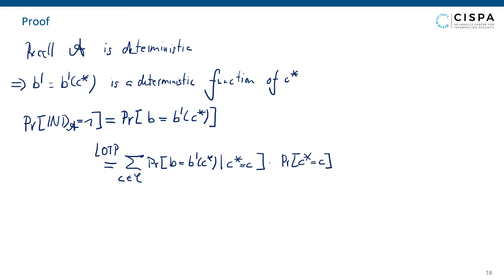Okay, but we have just seen that this probability here is exactly 1/2. Or maybe let me rewind one step. We can rewrite this probability here. We can first substitute C star on the left side by C, as we're conditioning on C star equals C.